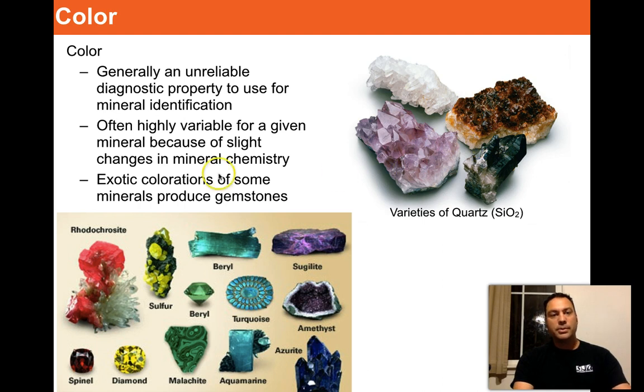differential colors. Exotic colorations of some minerals produce gemstones. For example, amethyst. Amethyst is quartz. It's just common quartz with a simple impurity that makes it this purplish color. Azurite is another beautiful one. Aquamarine, and you can see that we have the whole rainbow right here, right? Red, orange, well, the orange one is missing, but red, orange, yellow, blue, indigo, violet, right? The colors of the rainbow all seem to be represented here.